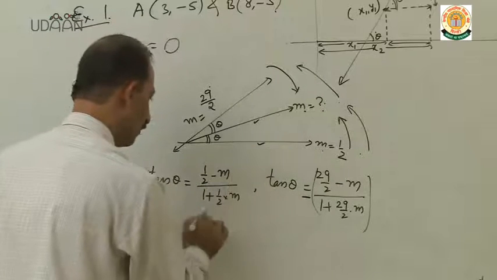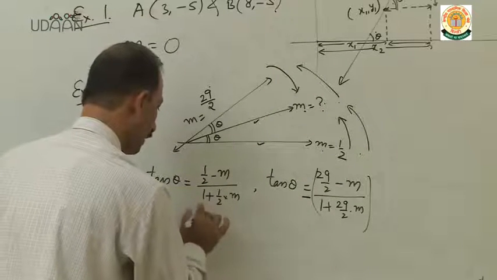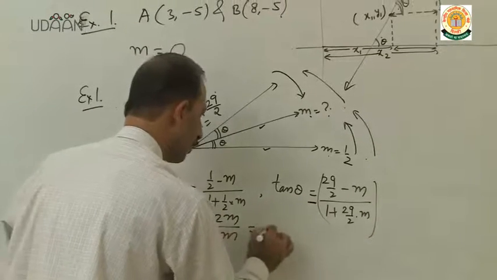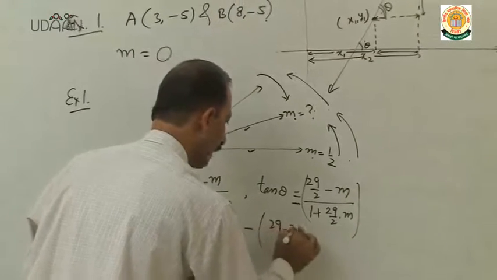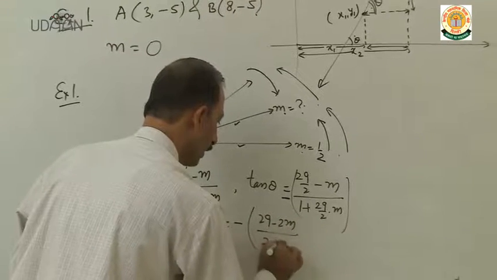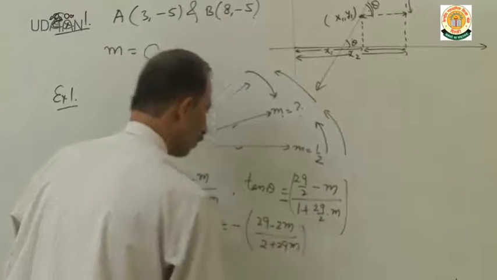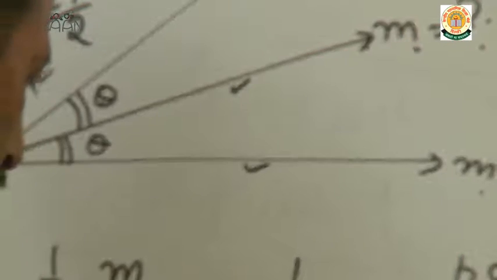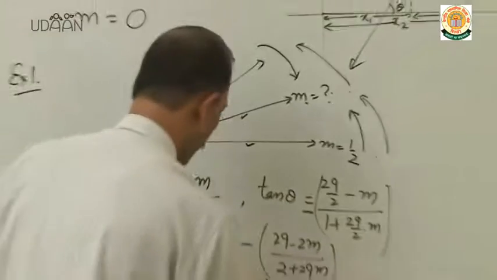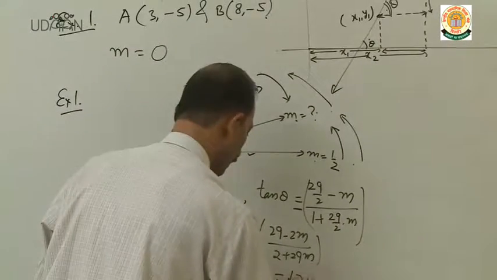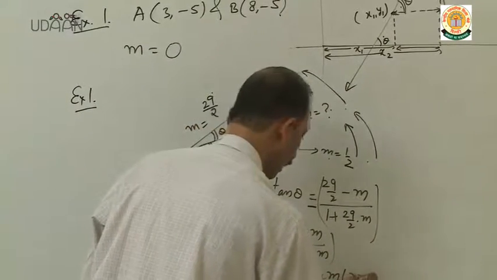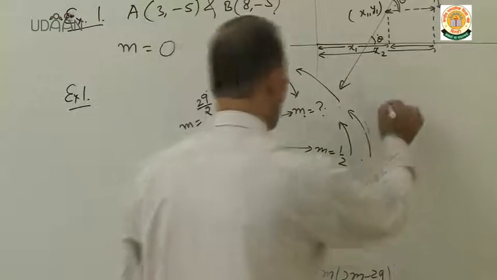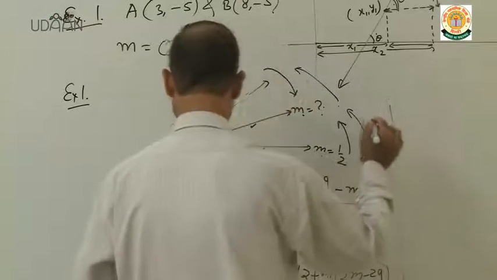So you will get here 1 minus 2m upon 2 plus m is equal to minus 29 minus 2m upon 2 plus 29m. Do the cross multiplication and simplify the equation. You will get a quadratic equation. So it becomes 2 plus m into 2m minus 29. Now multiply this.